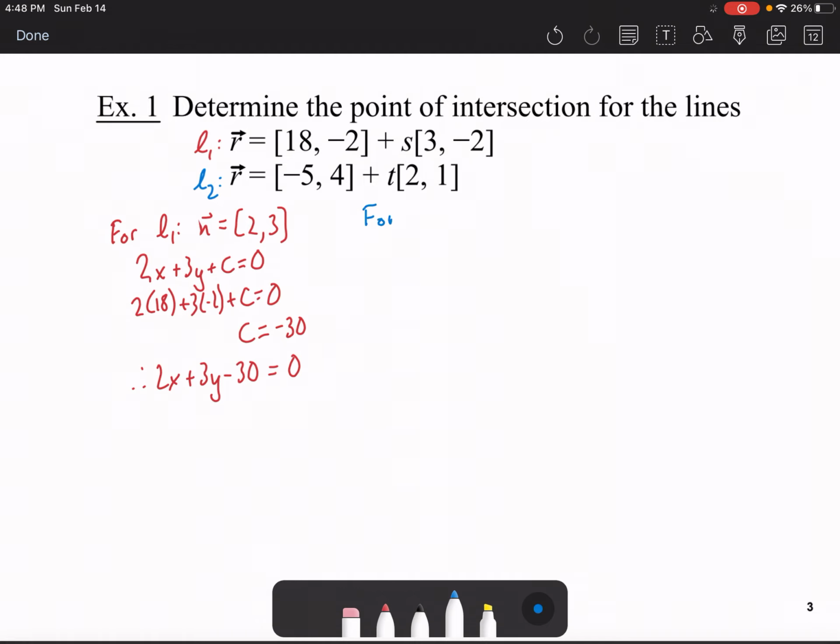Do the same kind of idea for line 2. Line 2 would have a normal of 1 and negative 2. Another normal could have been negative 1 and positive 2. I chose not to use that one due to the fact that the leading coefficient was negative. Okay, so x minus 2y plus c equals 0. Substitute my point, negative 5 and negative 4, for x and y, and solve for c. So c turns out to be 13.